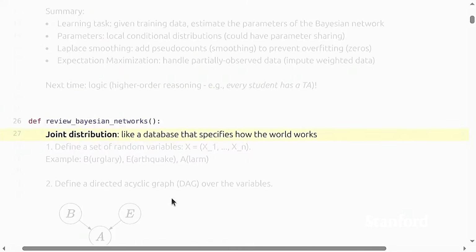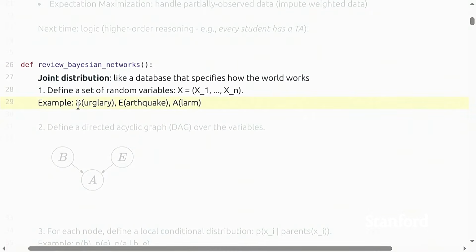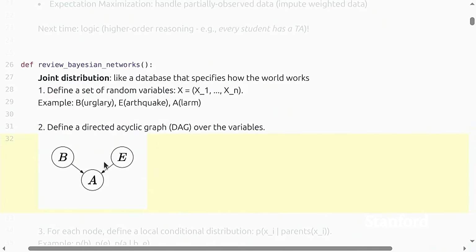So remember, when we talk about Bayesian networks, really it's a means to define a joint distribution over a set of variables. And you could think about it as a database that specifies facts you know about the world. So in particular, you define a set of random variables. For example, in the alarm example, you would have 3 random variables, B, E, and A for burglary, earthquake, and alarm. Then you define a directed acyclic graph over these variables by connecting variables that you think are related to each other, in particular, one causing the other.